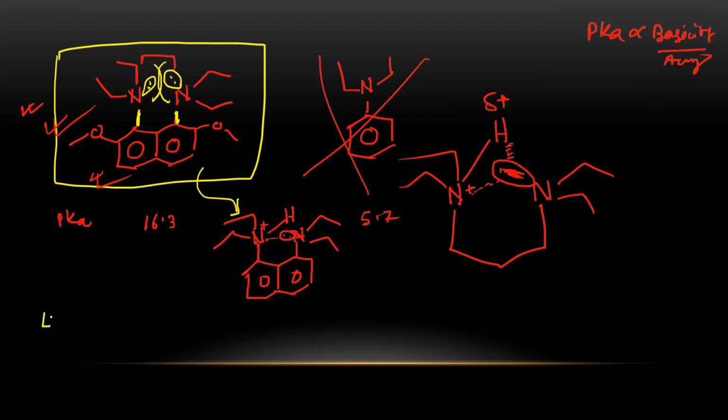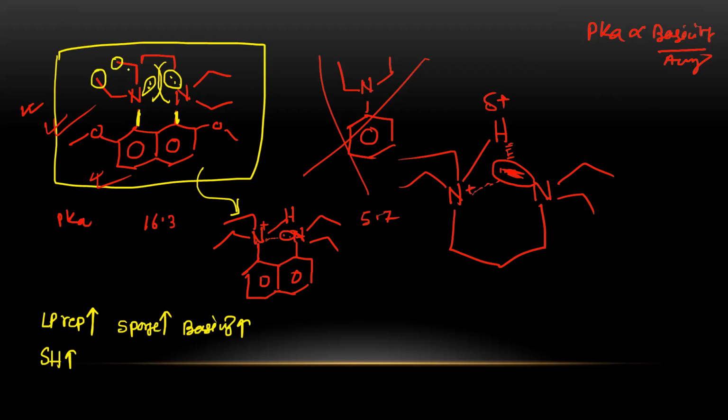That means if lone pair repulsion is high, then it will be a better sponge, so basicity will be higher, right? Okay. If the steric hindrance is high, for example, this group is very much bulky.